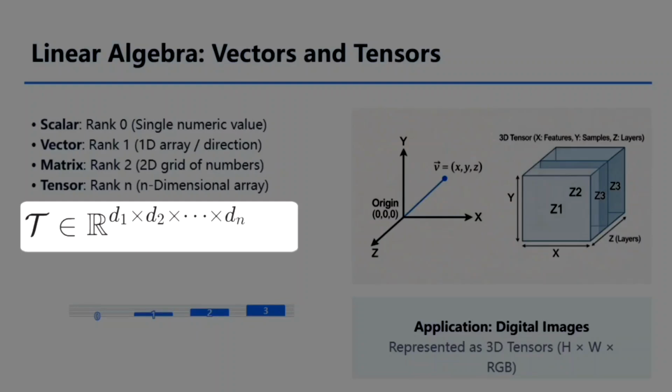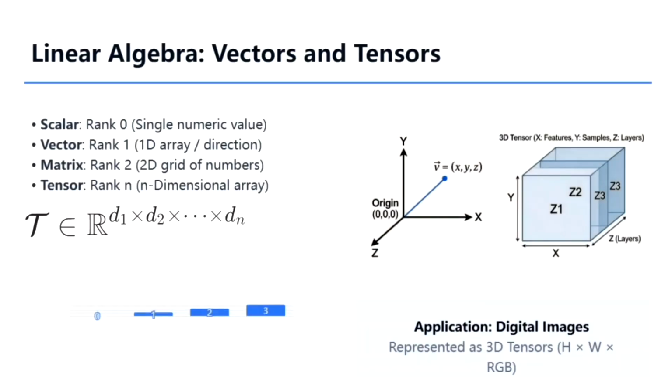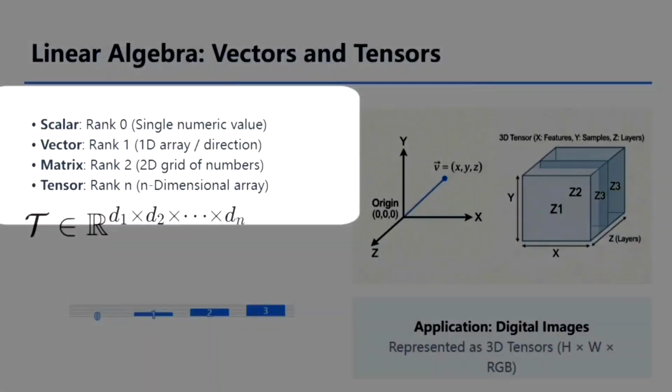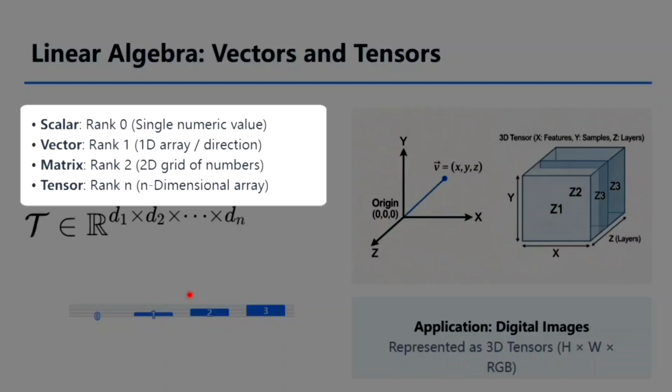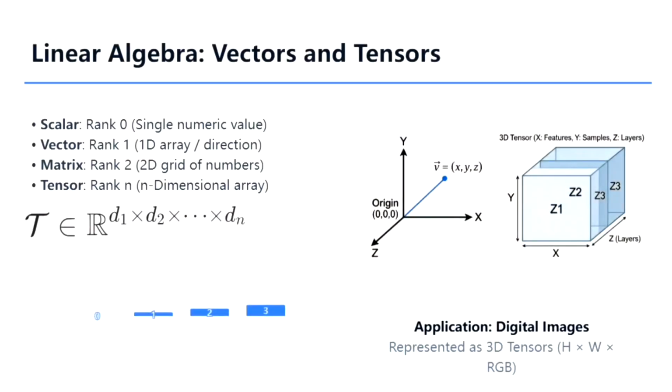When we generalize these concepts to any number of dimensions, we use the term tensor. As you can see in the notation here, a tensor can represent highly complex, multidimensional data structures. Take a look at this chart. It illustrates how the data dimensionality scales. In modern neural networks, we often work with tensors of 4, 5, or even more dimensions to process batches of complex information simultaneously.